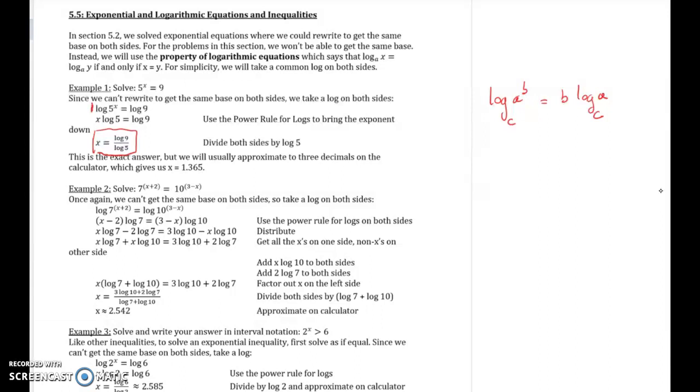It is the same idea for example number 2. The only difference is that at some point I will have to distribute, because what I'm looking for in example number 2 is to have all the variable on one side of the equation, and the non-variable on the other side of the equation. And for that, I have to get rid of the parentheses, and for that I have to distribute log base 10 of 7 and log base 10 of 10.